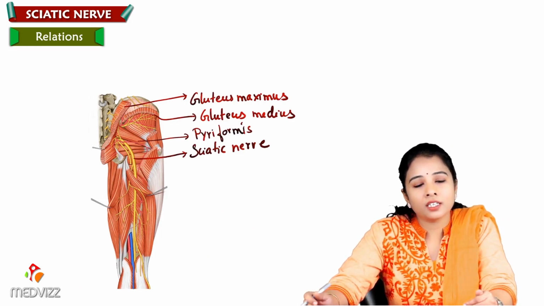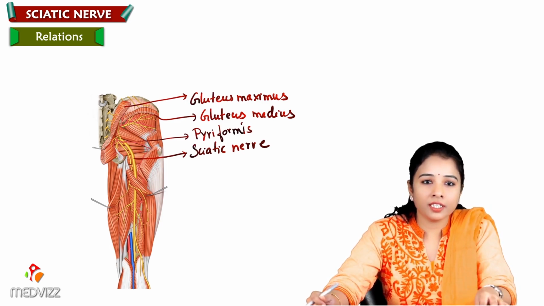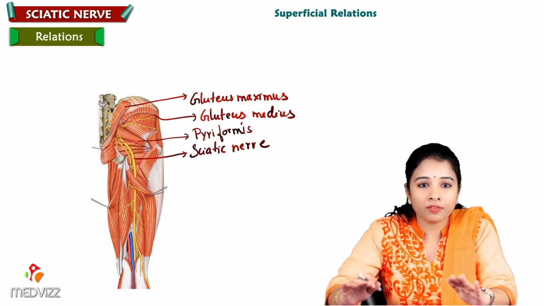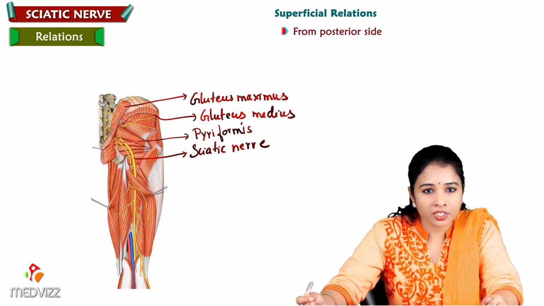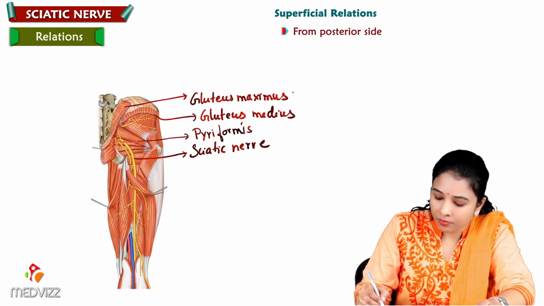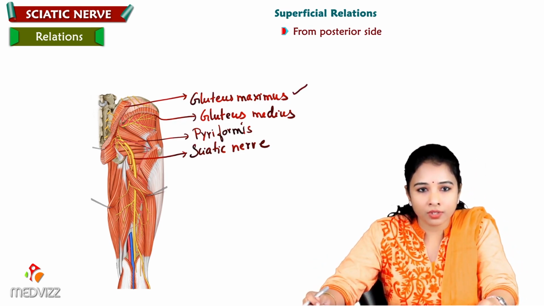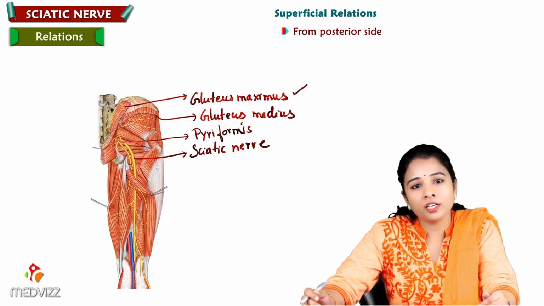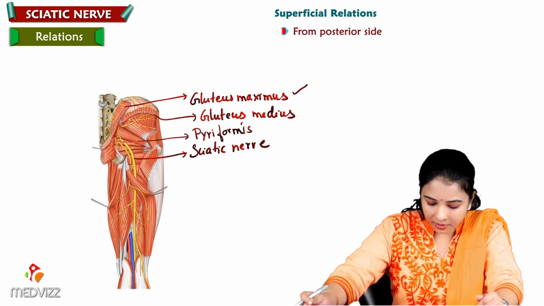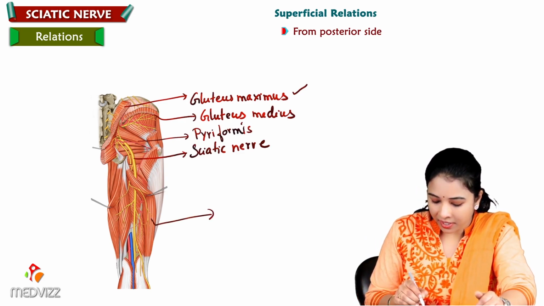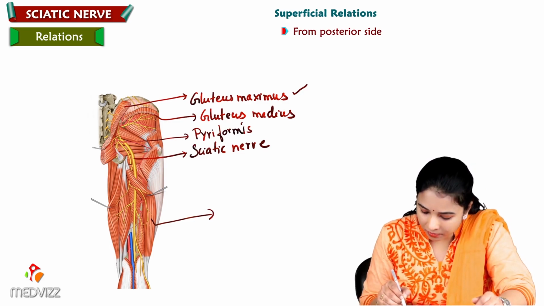We can divide the relations into superficial relations and deep relations. Superficial relations are the structures covering it from the posterior side. One is the gluteus maximus. We can see the cut part of gluteus maximus in the gluteal region. And in the hamstring region, it is superficially related to the long head of biceps. So this is the long head of biceps, which is retracted to expose the sciatic nerve.